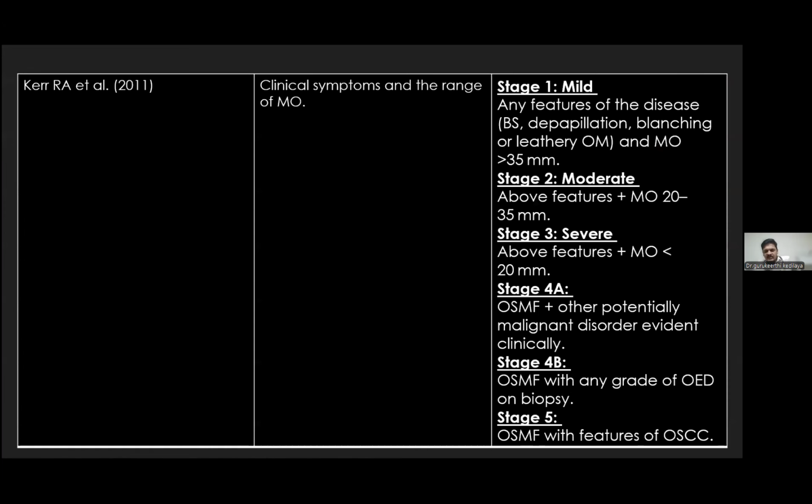The malignant transformation rate again varies, and it is higher in Southeast Asian countries compared to the West, varying between 5 to 16%. Many classifications were proposed by various authors like Kannan and Andrade, and Kerr et al. This is the classification given by Kerr et al., where they have staged the progression into mild, moderate, severe, and stage 4 is further divided into stage 4A and 4B, and 5. The main presentation of the patient would be trismus, which gradually worsens as the stage progresses.